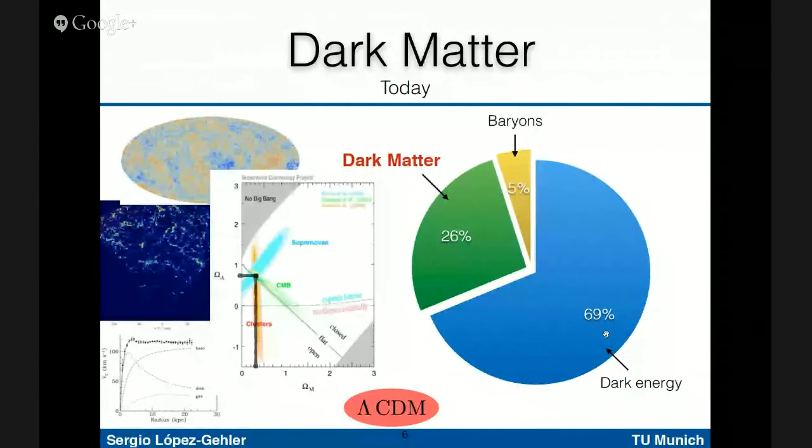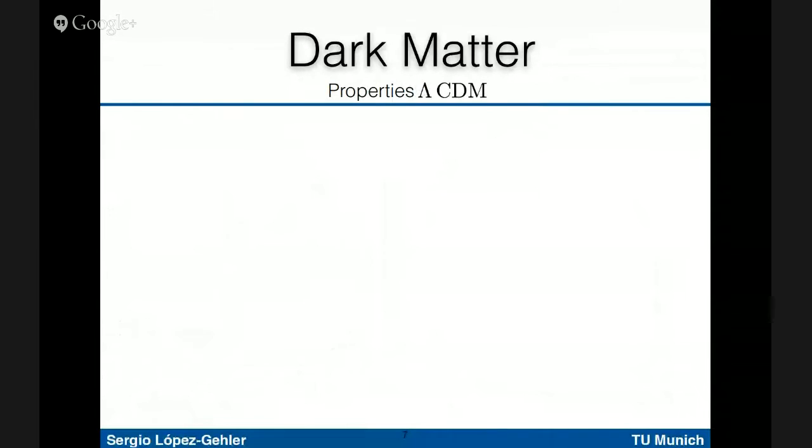Then we have the dark energy part, which makes up most of the energy content, and is related to the cosmological constant lambda. This is all very well summarized in the current cosmological framework that we've been calling, since a long time ago, the lambda CDM model. Now, in this model, dark matter has even clearer properties. The CDM stands for cold dark matter, and this summarizes the properties we expect dark matter to have in this cosmological framework.